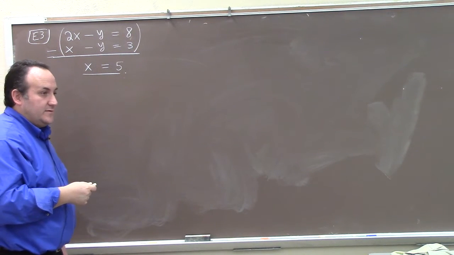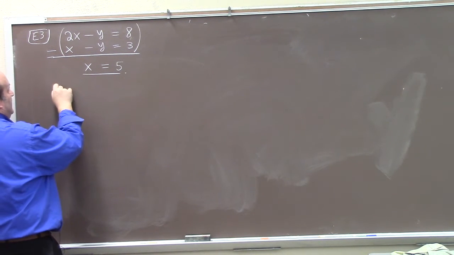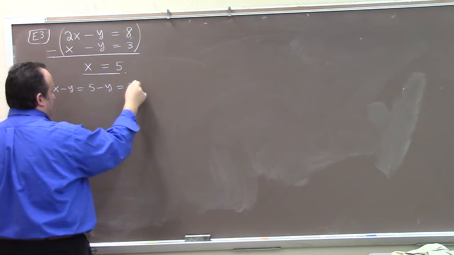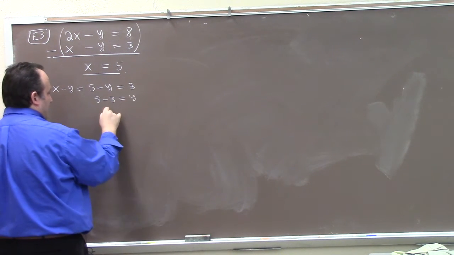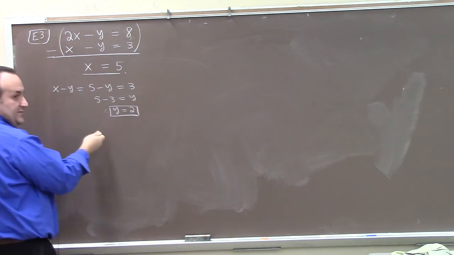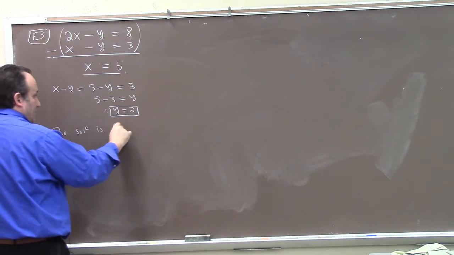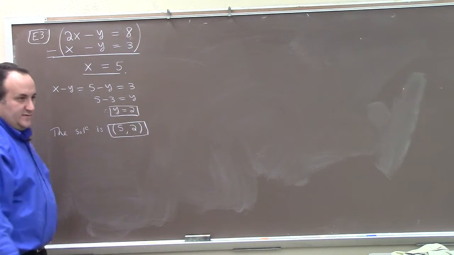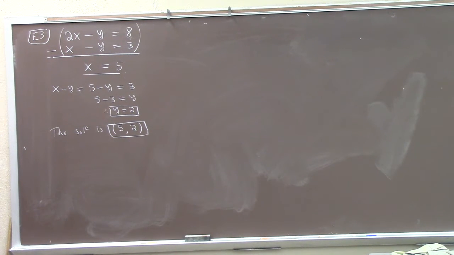What's y, though? y is 2. So you did x minus y equals 5 minus y equals 3, right? So that gave you 5 minus 3 equals y. So therefore, y equals 2. All right, so we got x equals 5, y equals 2. So we write the solution as the pair (5, 2). That's the solution, this ordered pair. Again, geometrically, that's the place where these two lines intersect, right?